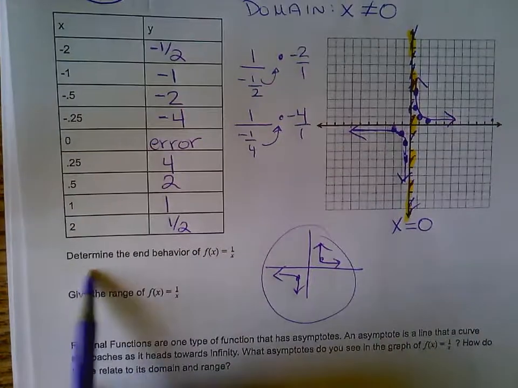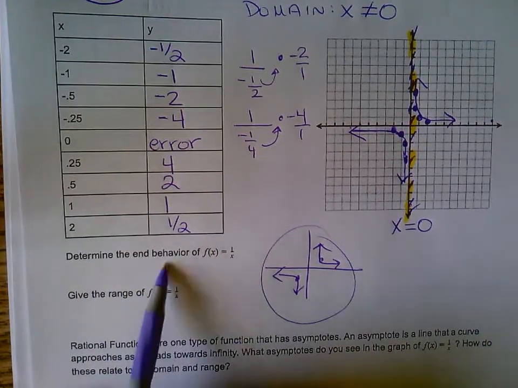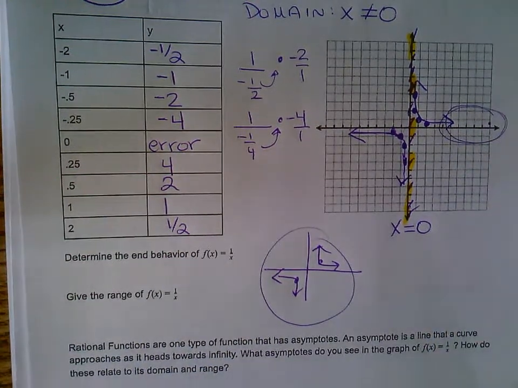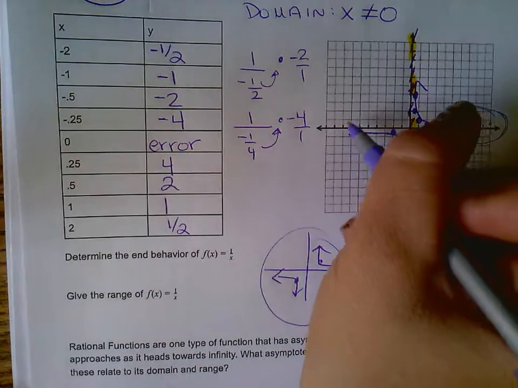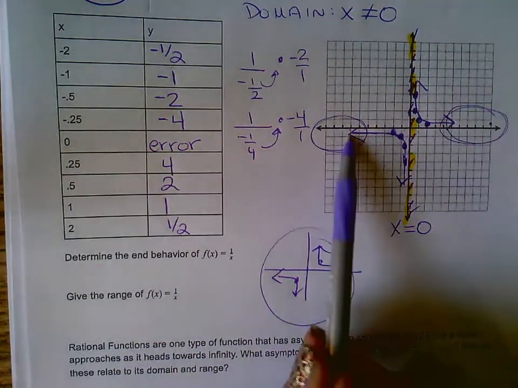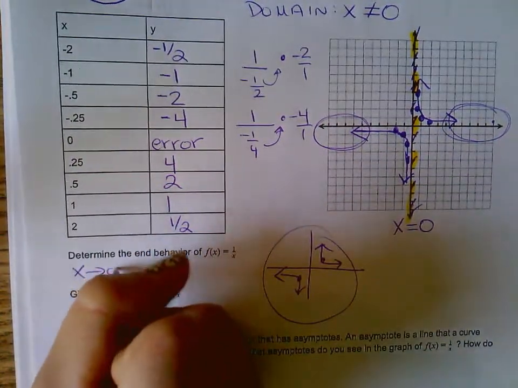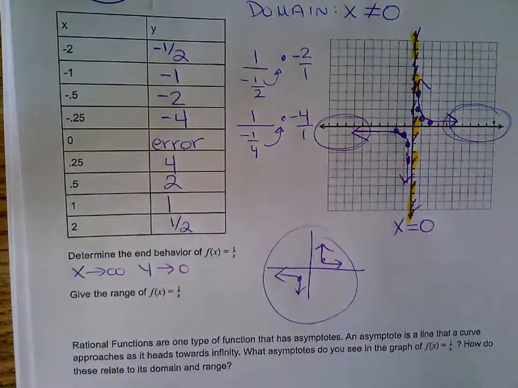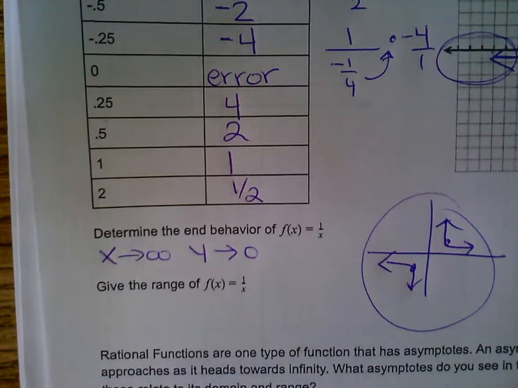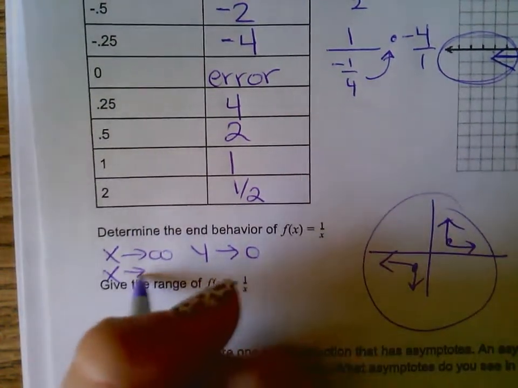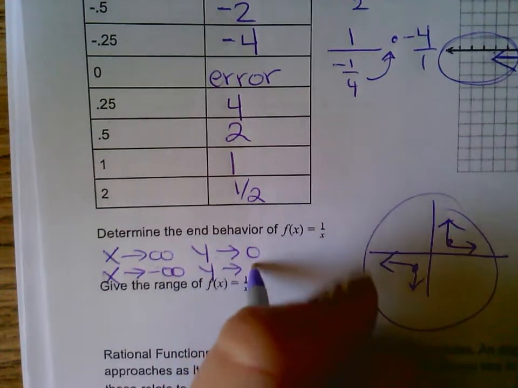And it says determine the end behavior. End behavior means as I go to the right, what's happening? What is that arrow getting really close to? 0. As I go this direction, I'm also getting really close to 0, right? So I could say as x goes to infinity, y goes closer to 0. So, like before we were saying the right end goes up. Right now the right end is approaching 0. And if I write x goes to negative infinity, y is also approaching 0.